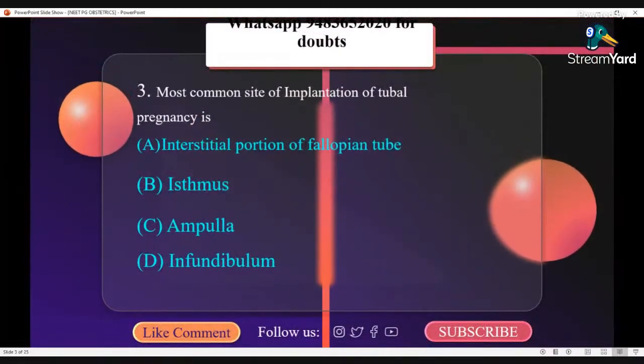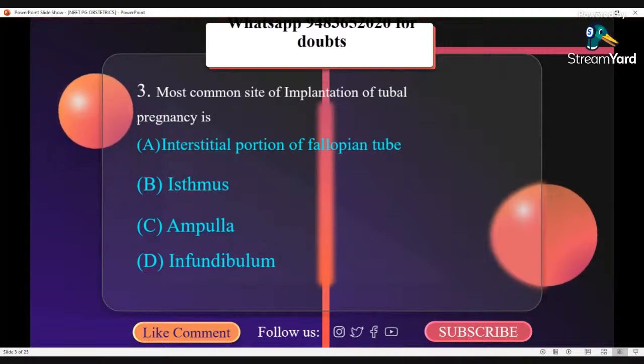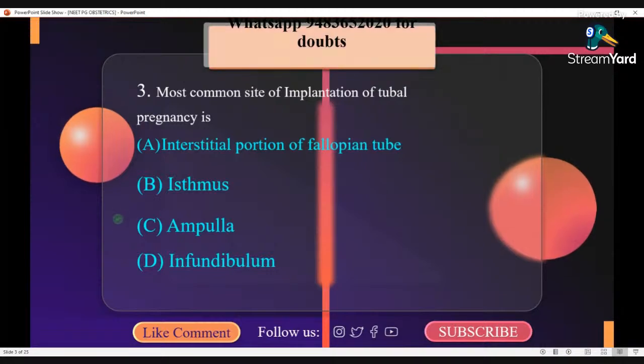Most common site of implantation of tubal pregnancy is A. Interstitial portion of fallopian tube, B. Isthmus, C. Ampulla, D. Infundibulum. Correct option here is C. Ampulla.